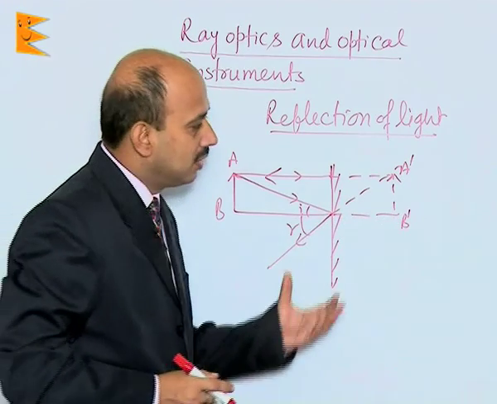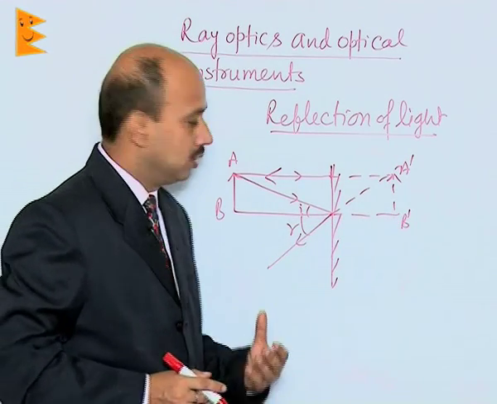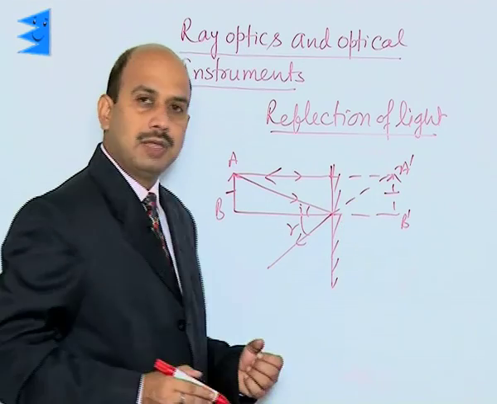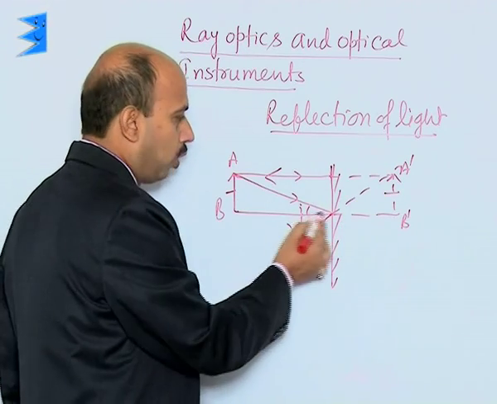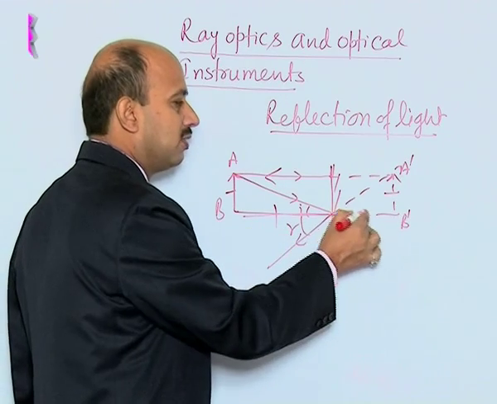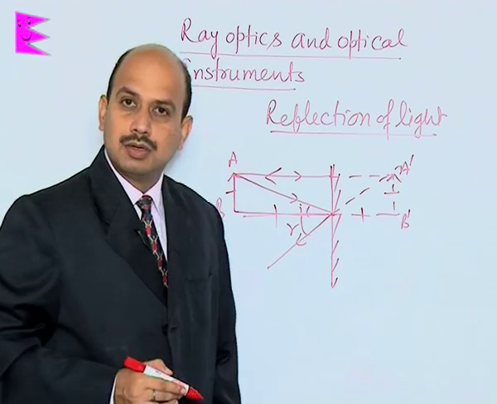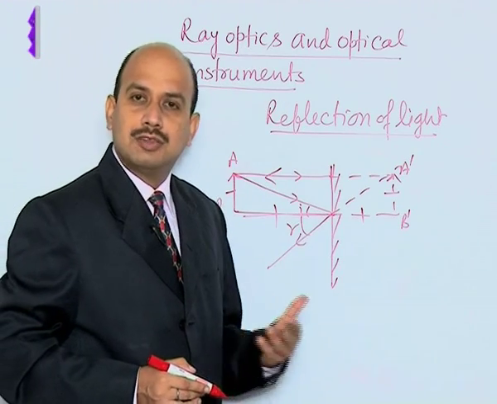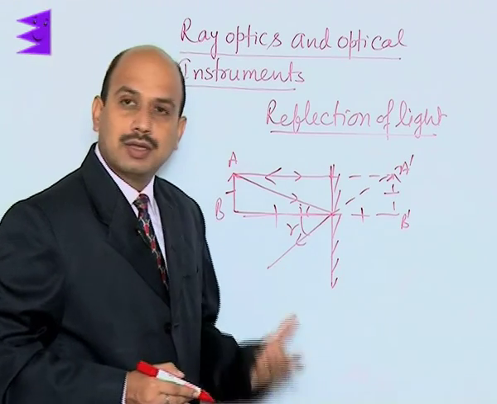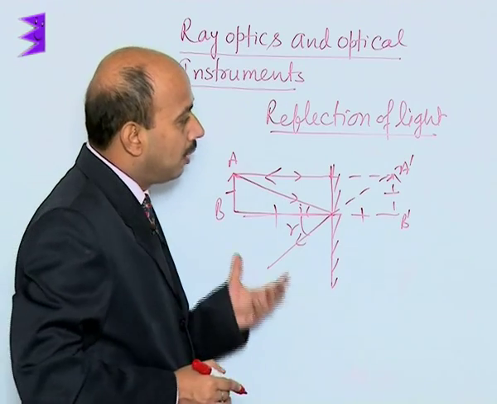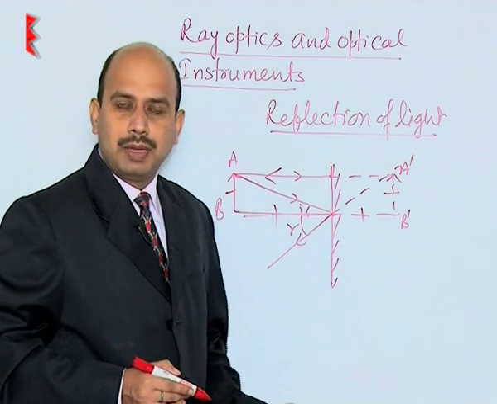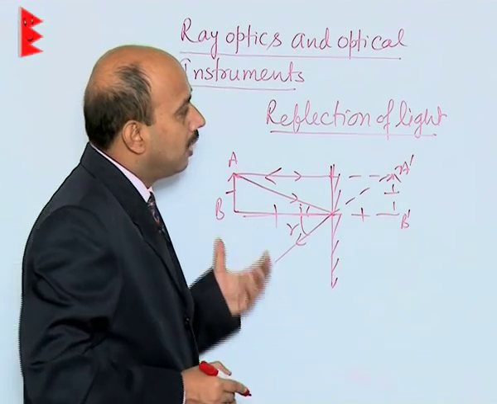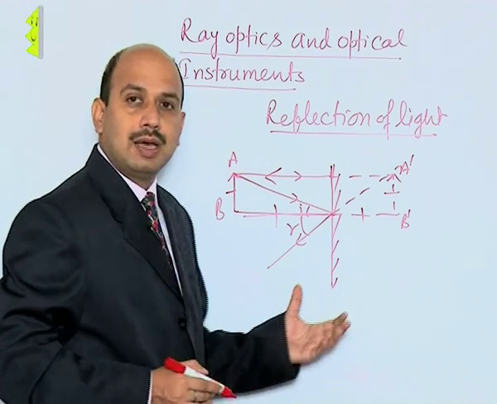When we look at this image, we find that the size of the object is equal to the size of the image, and the distance of the object from the mirror is equal to the distance of the image from the mirror. Also this image is virtual, erect, but laterally inverted. So this is the nature of the image formed by the plane mirror. The plane mirror is not covered in detail in your syllabus, so we are not going into much detail about it.